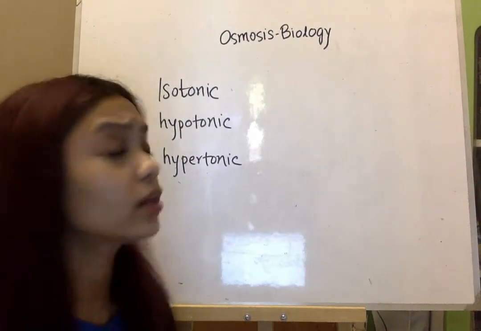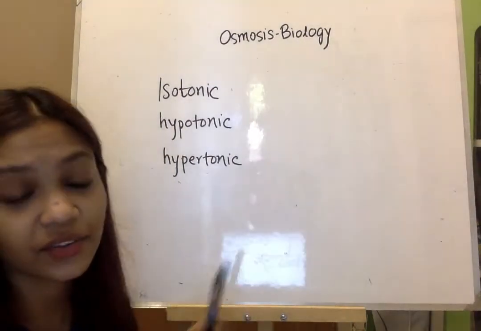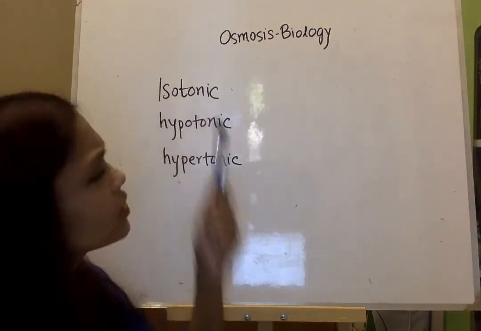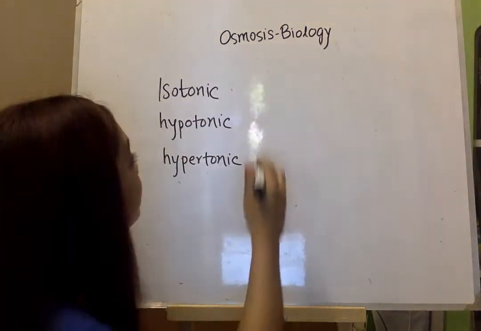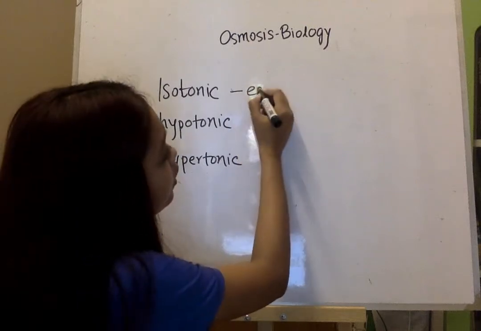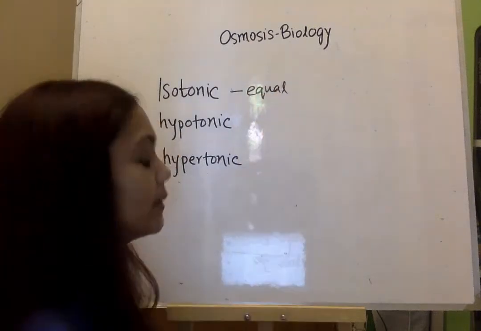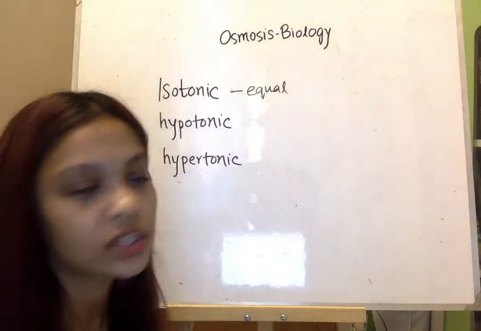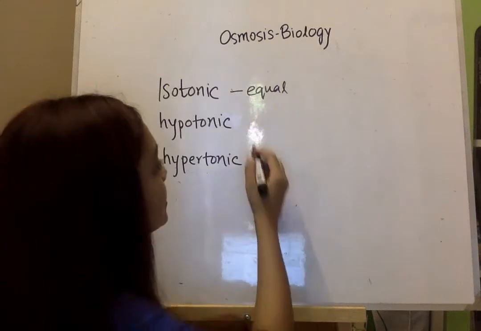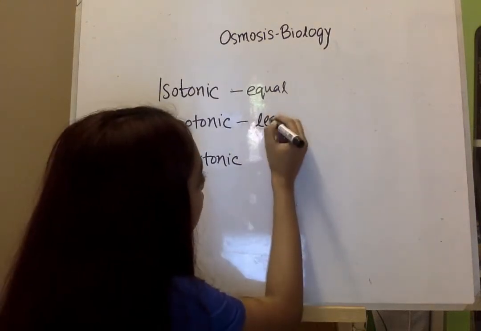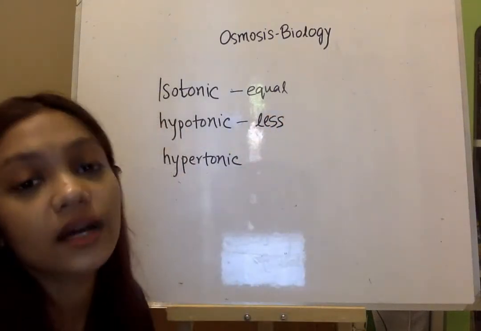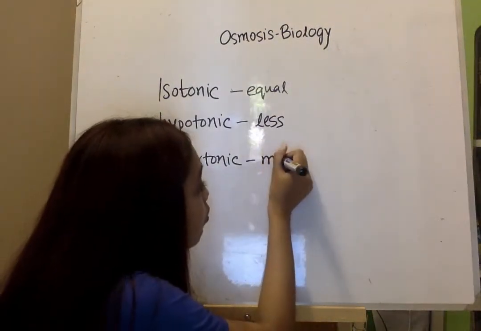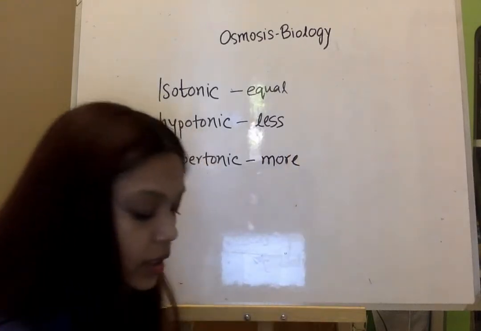Now let's talk about the different types of solutions so that you can understand water potential even better. So what does isotonic mean? Isotonic means it is a solution of equal concentration. Hypotonic means that it has less concentration, that is perhaps a dilute solution. And hypertonic means it has more concentration.